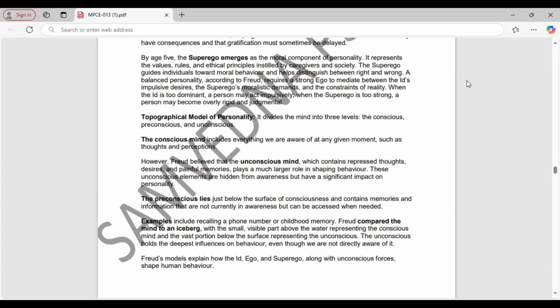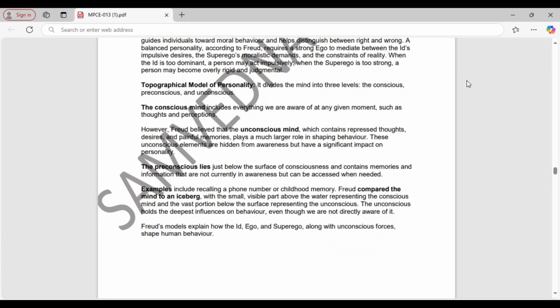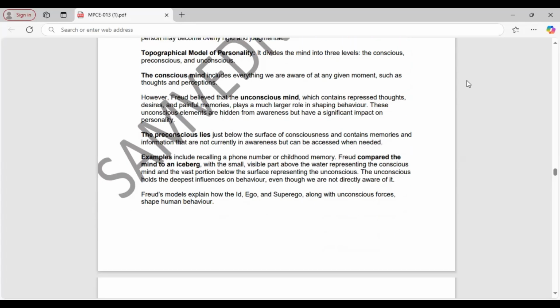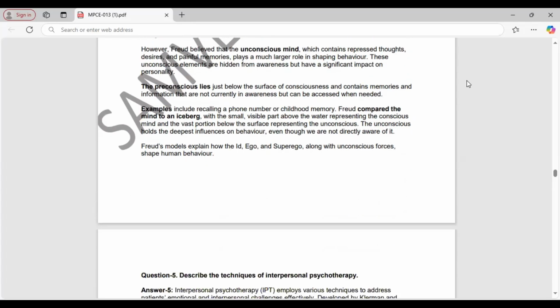Freud compared the mind to an iceberg, where the small visible part represents the conscious mind and the vast submerged portion signifies the unconscious. His models illustrate how the id, ego, and superego, along with unconscious forces, shape human behavior.